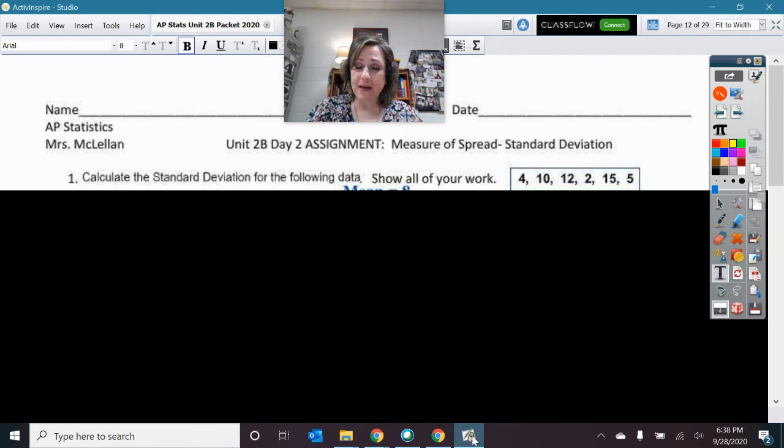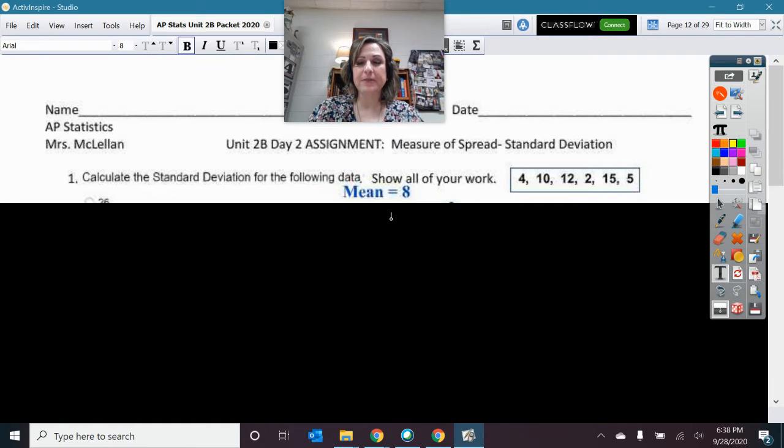I know on the first assignment that I had put out, it didn't have any numbers, so I forgot to do that. So calculate the standard deviation for this data here. Okay, 4, 10, 12, 2, 15, and 5. All right, so when we did that, the mean was 8.